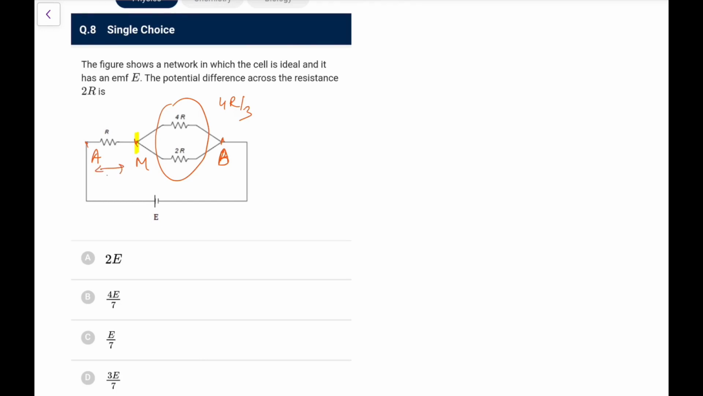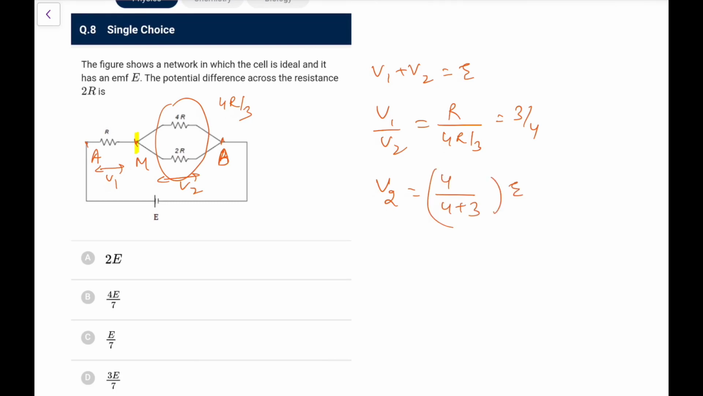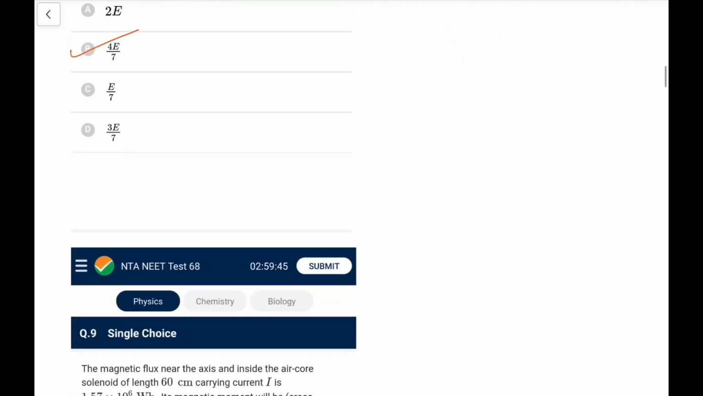So I can directly say if this is V1 and this is V2, I know V1 plus V2 is E, and V1 by V2 is, you take the ratio of the resistances, which is R upon 4R by 3. So that is 3 by 4. You could have directly written it, but I just wanted to explain it to you. This would be 4 upon 4 plus 3 times E. So it is 4E by 7. Go for option B. So it's an easy one, not that tough.